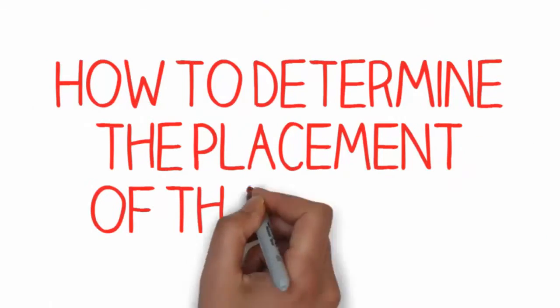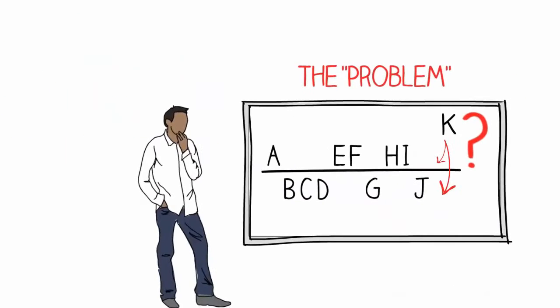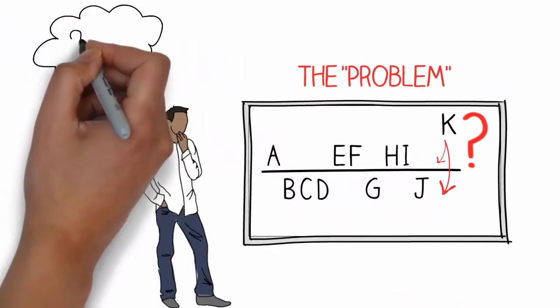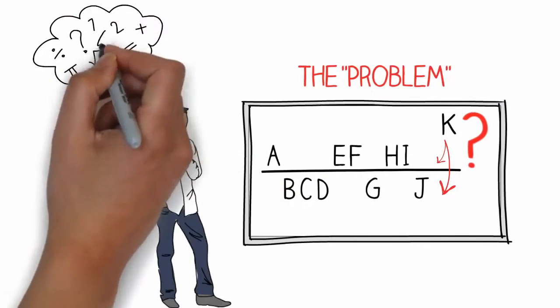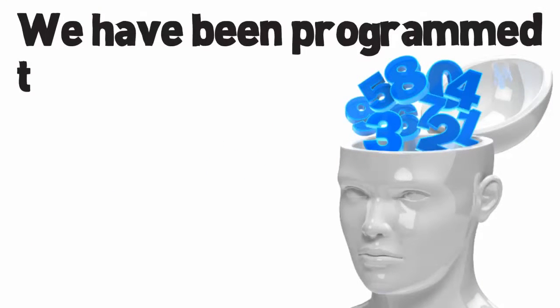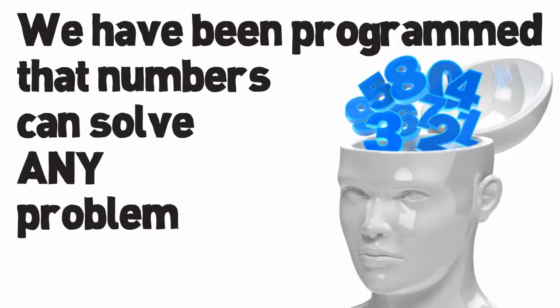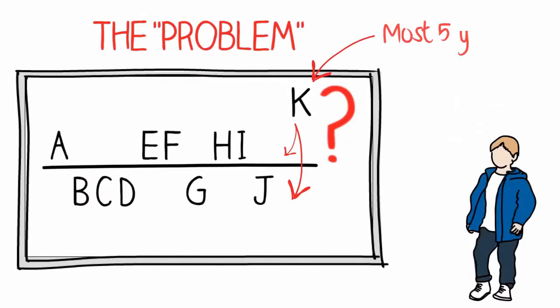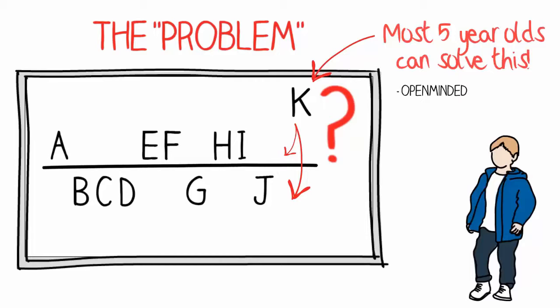In determining where to place the rest of the letters, if you are searching for a math formula involving 1 to 26 to solve this, you are normal. We have been programmed in our upbringing that numbers can solve almost any problem. Show this to a 5-year-old and most will solve it in seconds. The 5-year-old has a much more open mind and can think outside the box in more dimensions.